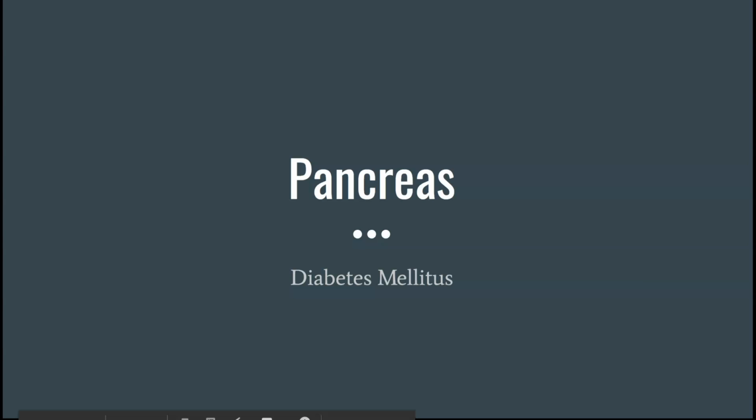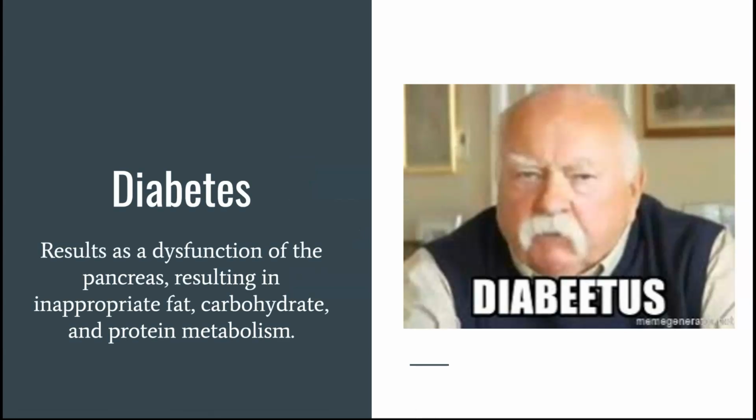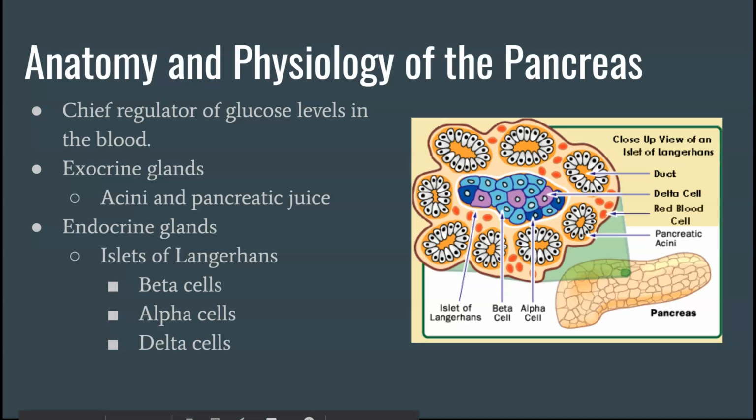Speaking of the pancreas, let us investigate. So diabetes is usually directly a dysfunction of the pancreas, which results in inappropriate fat, carbohydrate, and protein metabolism. Once the body is unable to use one component of digestion, it starts to alter the ways that other metabolites are used.